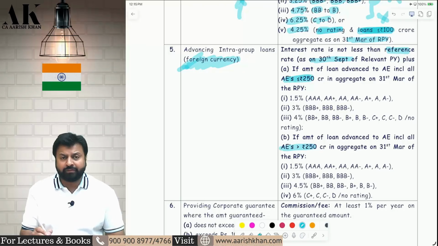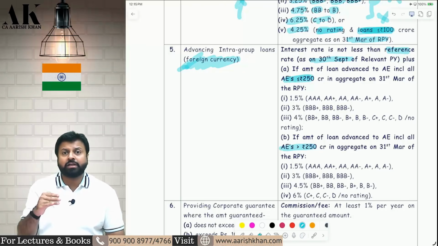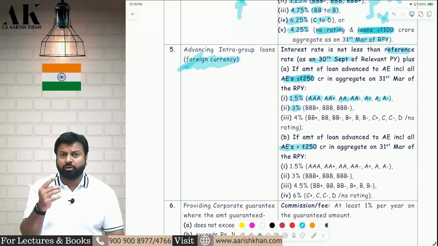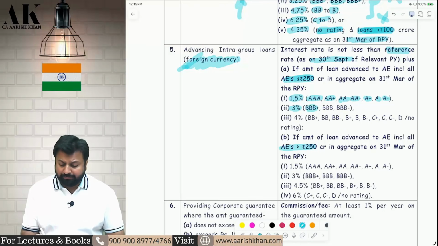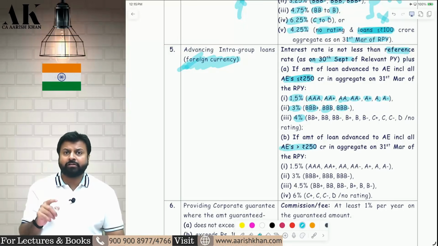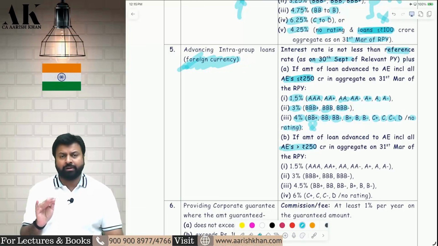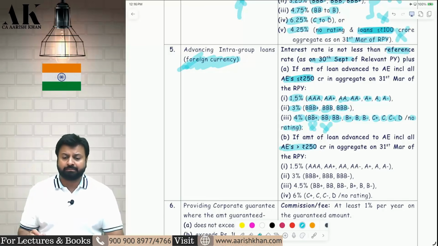So if the loan is up to 250 crore, you will take the reference rate on 30th September plus 1.5% if the credit rating is AAA, AA plus, AA minus, A plus, A minus. Reference rate on 30th September, if the loan is up to 250 crore, plus 3% for BBB plus, BBB minus. Plus 4% over the reference rate on 30th September, if the loan is up to 250 crore, for BB plus, BB minus, B plus, B minus, C plus, C minus, D, or no credit rating. No limit of 100 crore also over here. In case of no rating, here there is no limit of 100 crore.